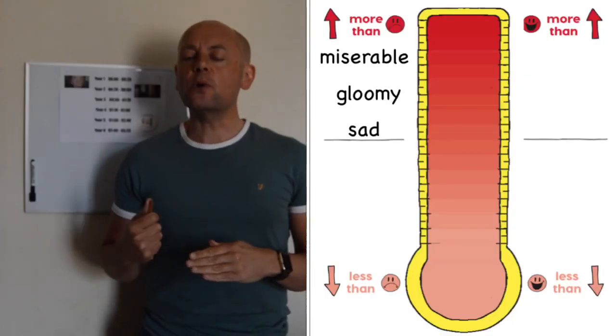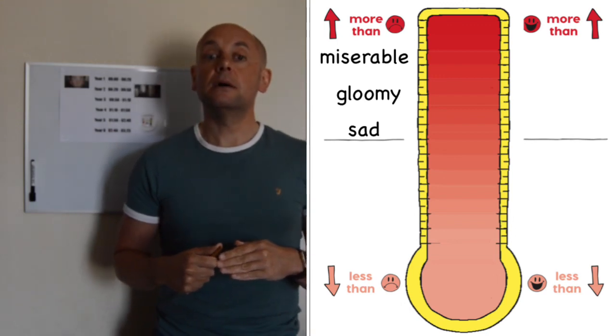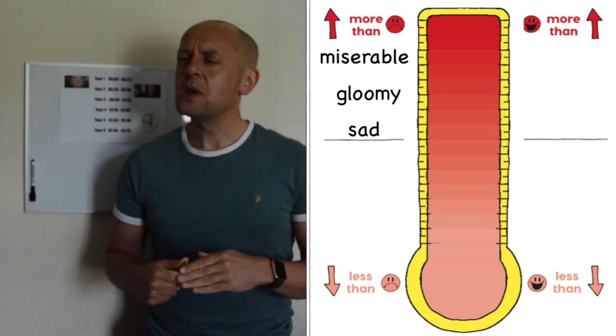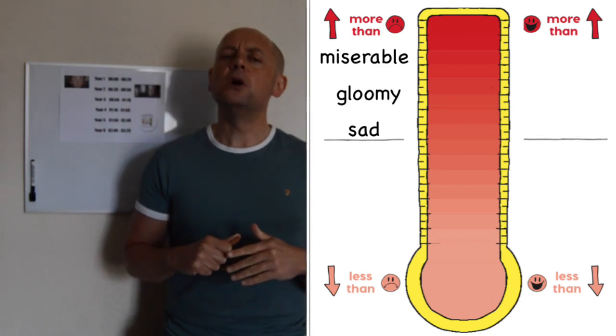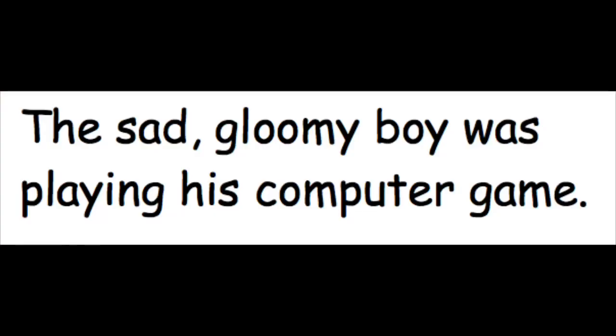I like the word gloomy. He's definitely more gloomy than sad. And then at the top there's miserable. But I'm not sure he's miserable, so I'm going to go with gloomy, but I'm going to keep the adjective sad and use 2 adjectives in my first sentence. The sad, gloomy boy was playing his computer game.